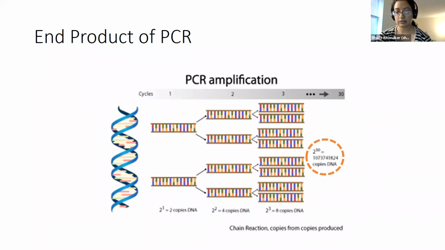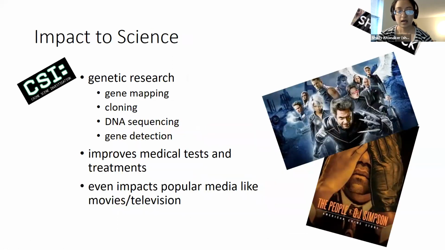These 3 steps are repeated multiple times, usually between 25 and 30 times, and each time the number of DNA amplicons you have will increase twofold. By the end of 30 cycles of this, your ultimate yield will be 2 to the 30th copies of your DNA of interest.